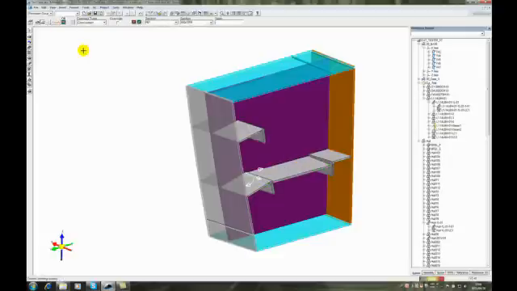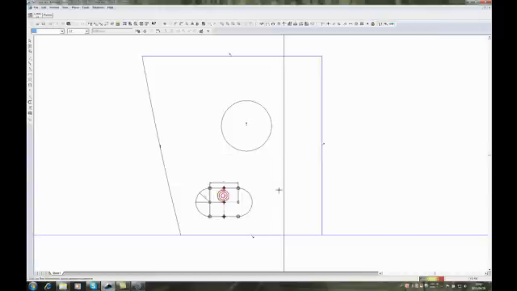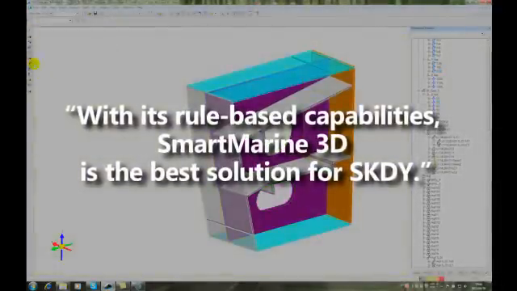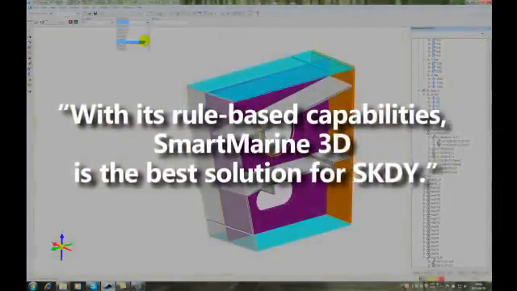To achieve these goals, we decided to introduce SmartMarine 3D as our 3D CAD system. This ensures that even engineers who are new to the industry and not as experienced can maintain quality and utilize SmartMarine 3D's automated technology for a more efficient operation. With its rule-based capabilities, SmartMarine 3D is the best solution for SKDY."